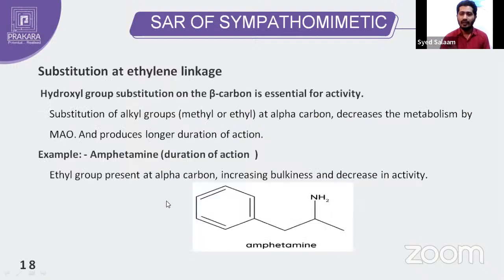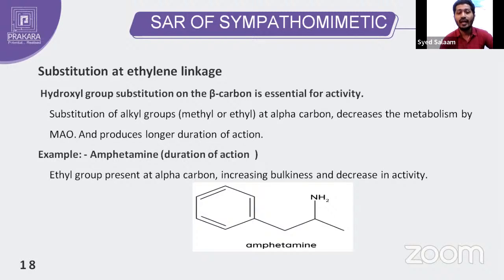Now let us see the next part, substitution on the ethylene linkage. Hydroxyl group substitution on the beta carbon is essential for activity. If you have an OH group on the beta carbon, it is necessary. Epinephrine and norepinephrine, adrenaline and noradrenaline, have this beta hydroxyl group on the beta carbon.